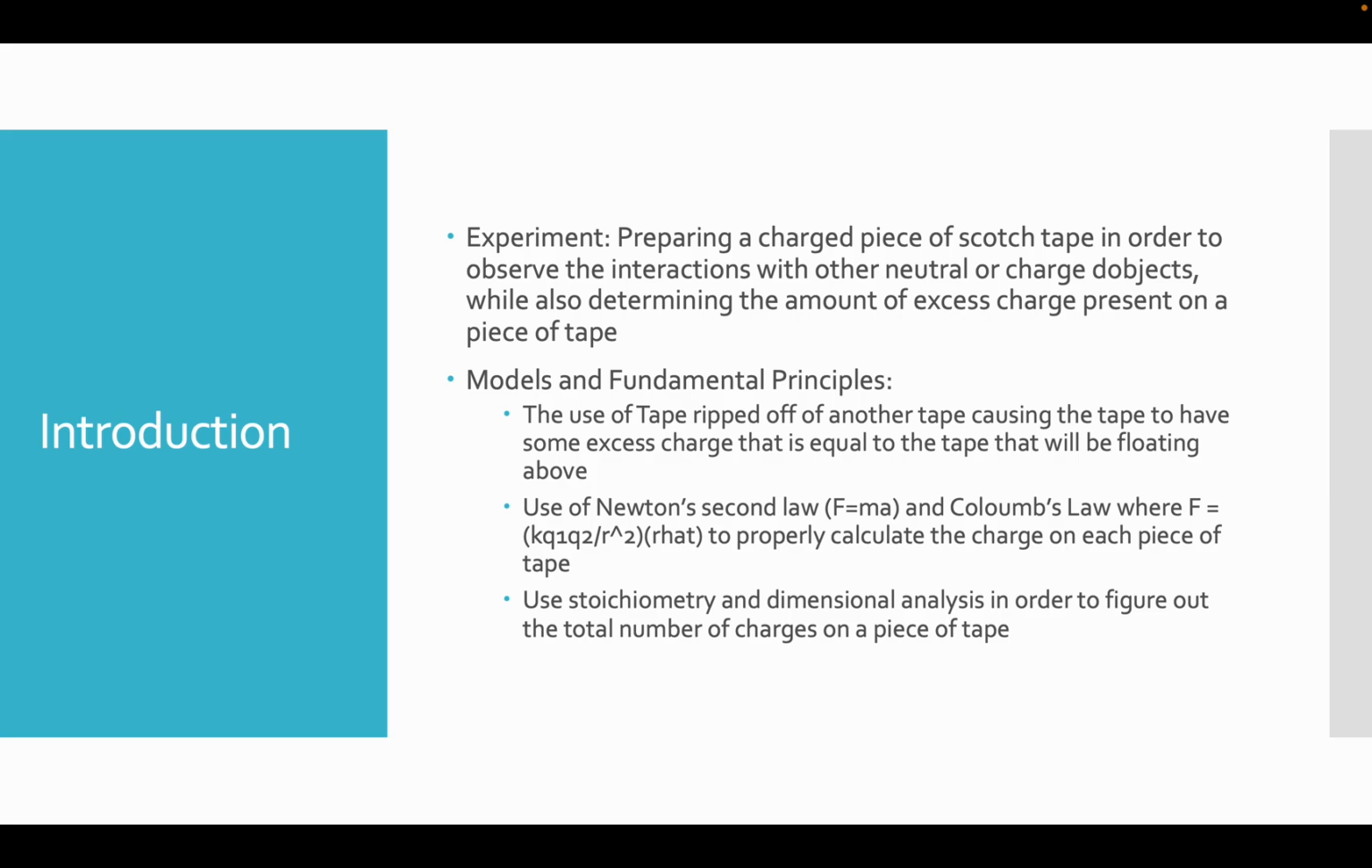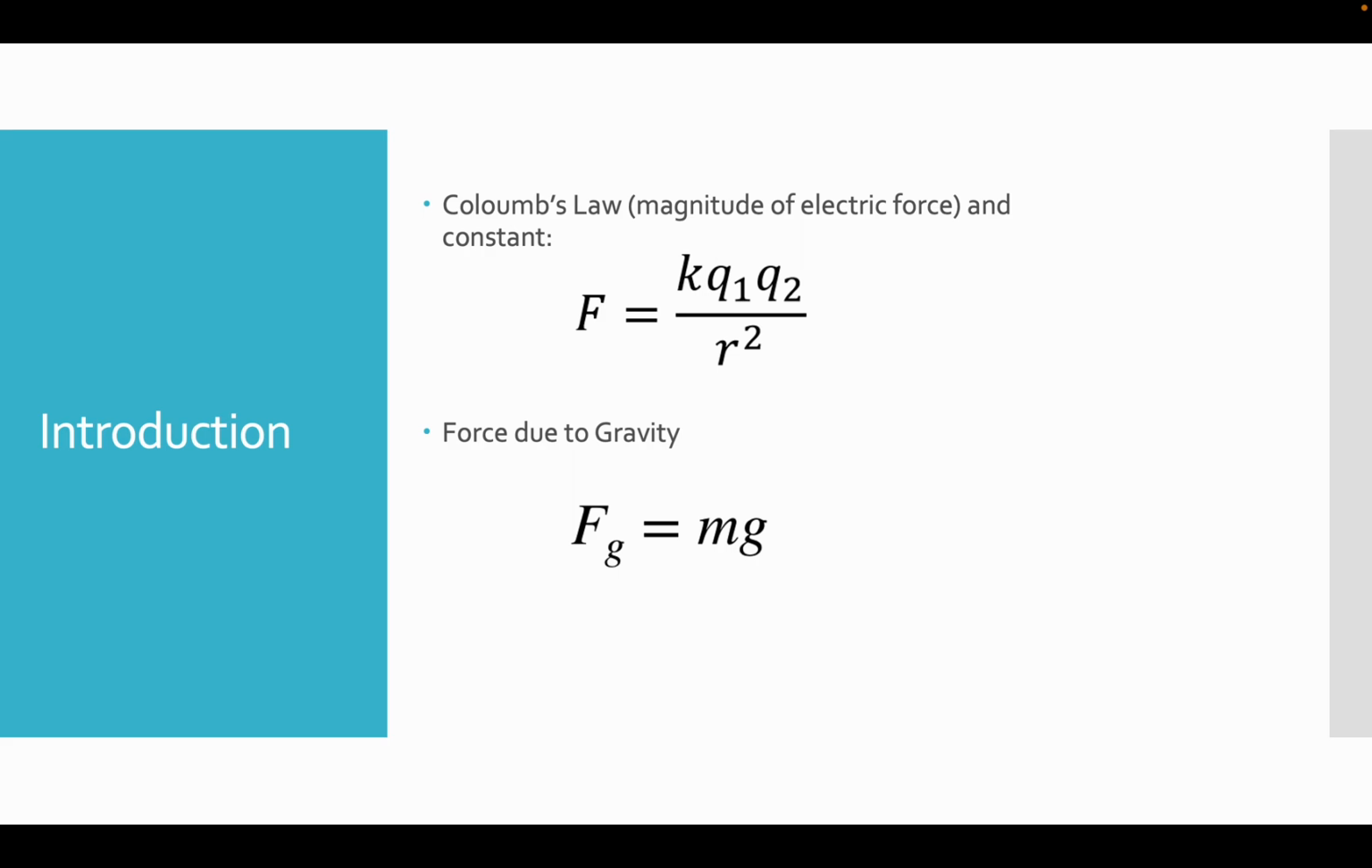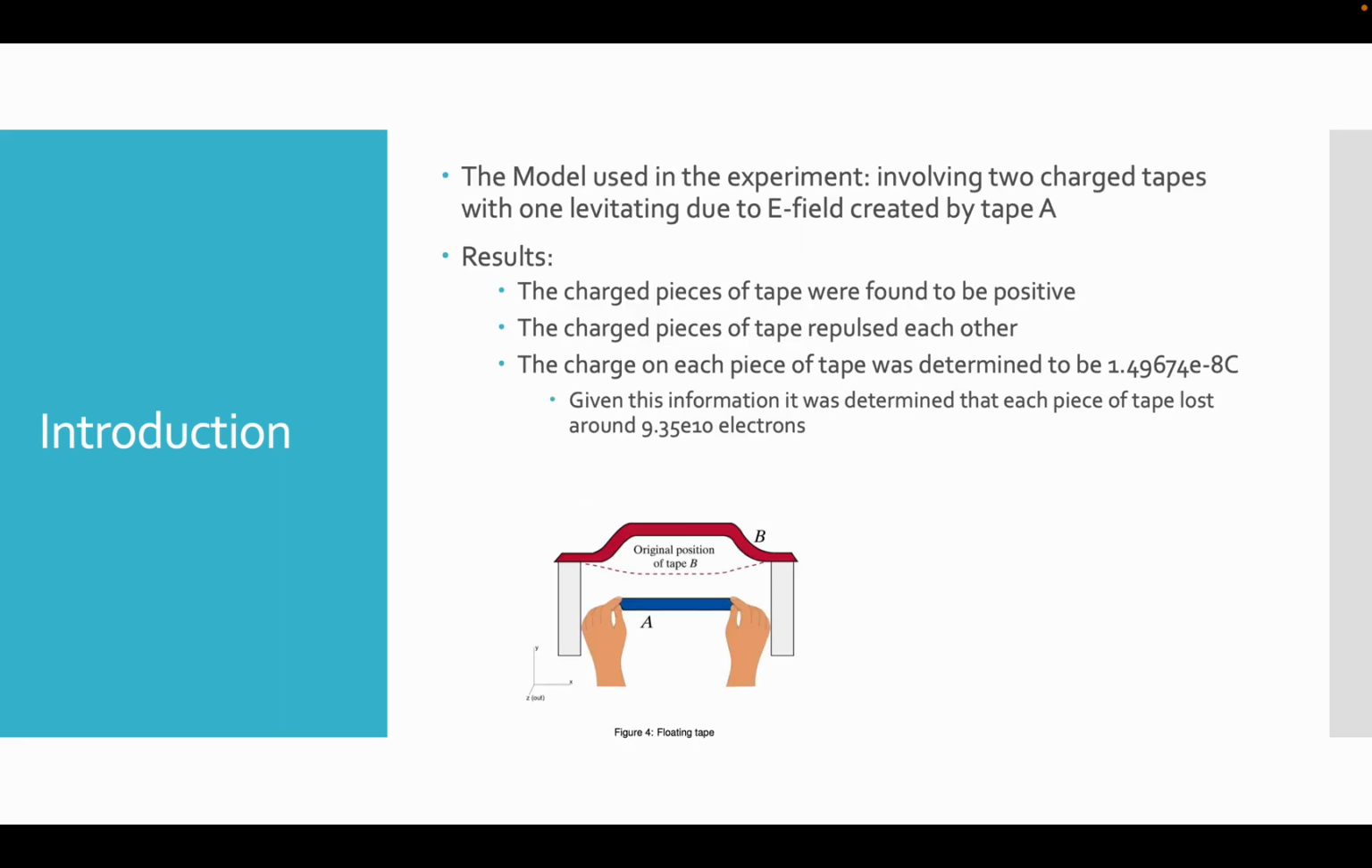So they ended up repulsing one another and levitated even though there was still the force of gravity present. And so the couple of the models and fundamental principles is that we're using Newton's second law, F equals ma, and F equals mg, and Coulomb's law in order to properly calculate the charge on each piece of tape. And we can then use stoichiometry and dimensional analysis in order to figure out the total number of charges on a piece of tape. Coulomb's law, which we all know to be F equals kq1q2 over r squared, and the force due to gravity, which is Fg equals mg.